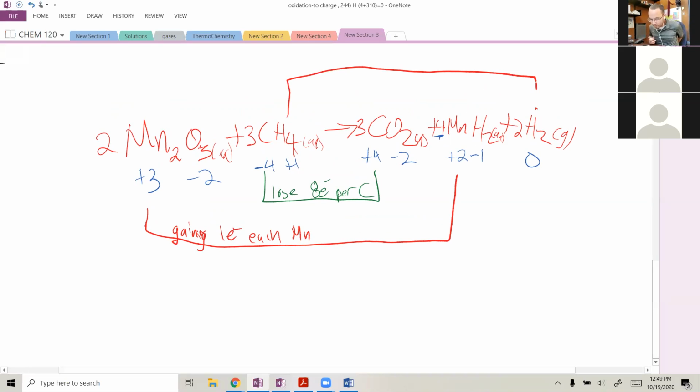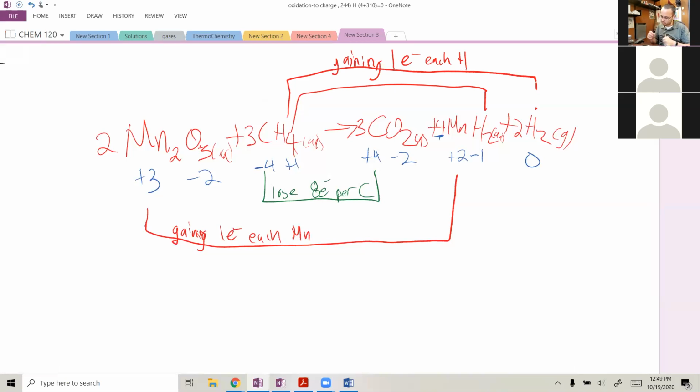Now, is it reducing in both cases? Is it also reducing to that H2 as well as into that MnH2? Yes, right. And so each one's a little bit different. So when it goes into the hydrogen gas by itself, it's gaining 1 electron. When it's going into that compound, how many electrons is it gaining? 1. Oh, no, it goes into MnH2, so it has to gain 2 electrons.